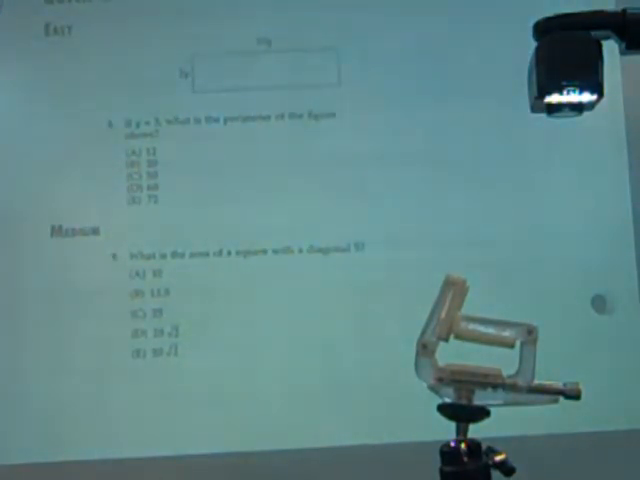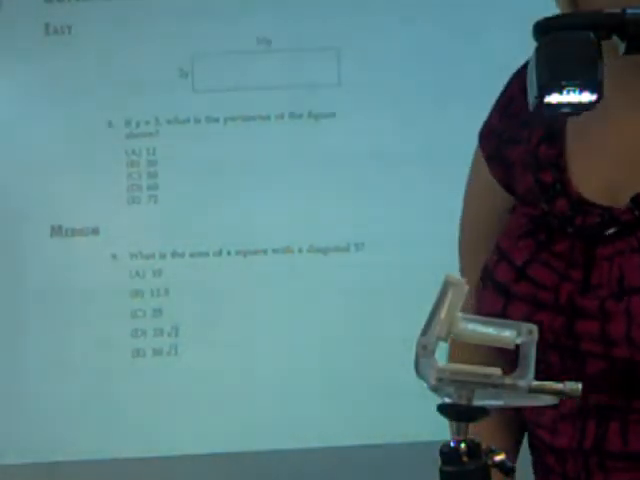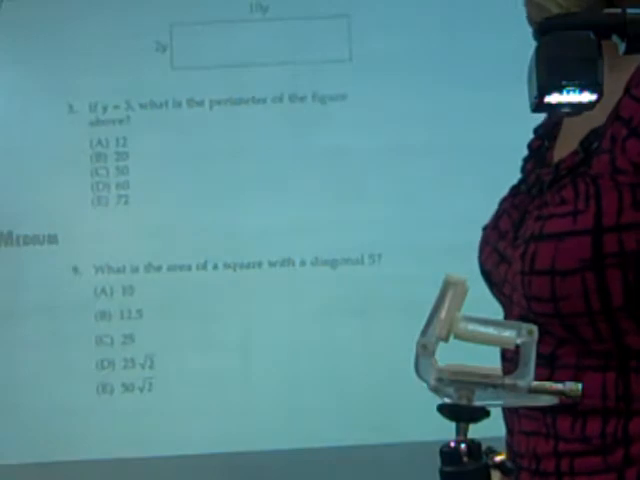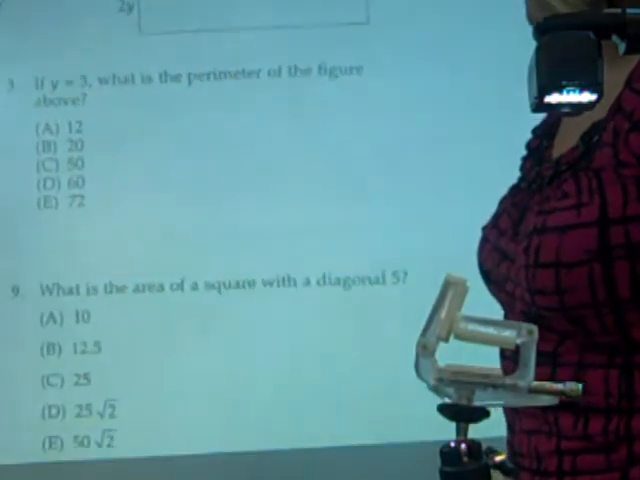So let's look at the first one, which is pretty straightforward. They have a rectangle, and one side is 10y, and one side is 2y. And they tell you what y is and ask you to find the perimeter. So you just got to plug in and then add up all the sides.